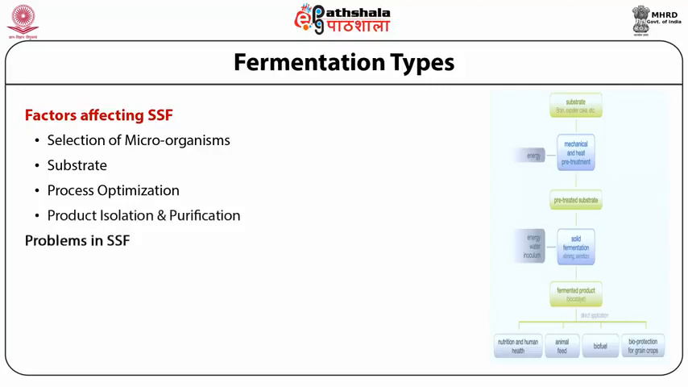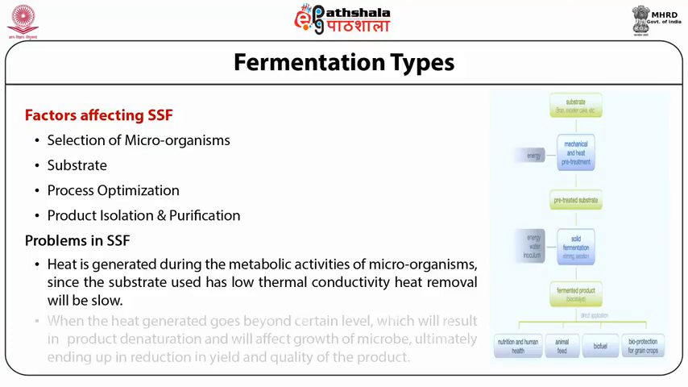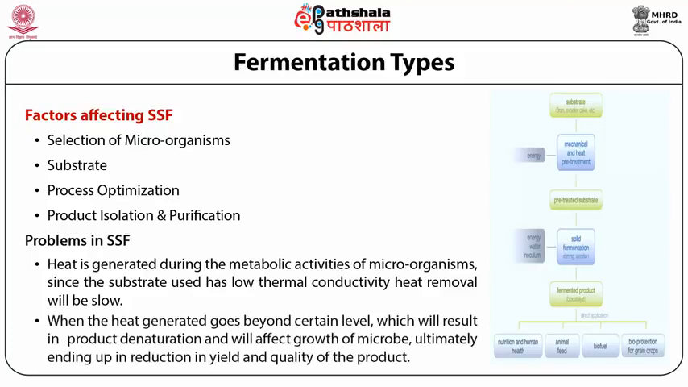Now, what is the problem with SSF? One of the most common problems is heat generation during the metabolic process carried out by the microorganisms. Since the substrate used has a low thermal conductivity, heat removal is slow in SSF. When the heat generated goes beyond a certain level, it results in product denaturation and affects the growth of microbes, ultimately reducing the yield and quality of the product.